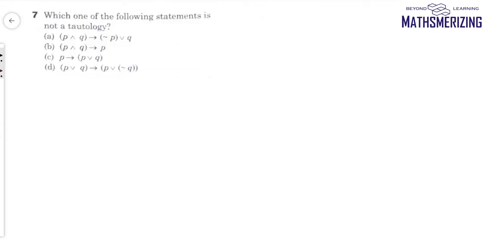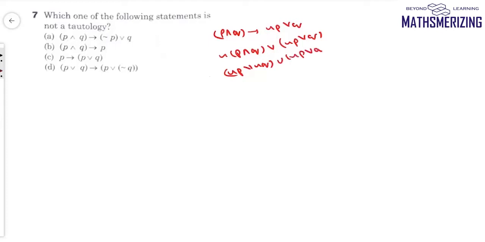Now question number 7 says, which of the following statement is not a tautology? So we'll start with statement A, which is P and Q implies not P or Q. So A implies B is not A or B. So this is not of P and Q or not P or Q. So I can write it as not P or not Q or not P or Q. So I can write it as not P or not P or not Q or Q. So not P or P is simply not P, or Q or not Q is simply true, and A or true is simply true. So option number A, it's a tautology.